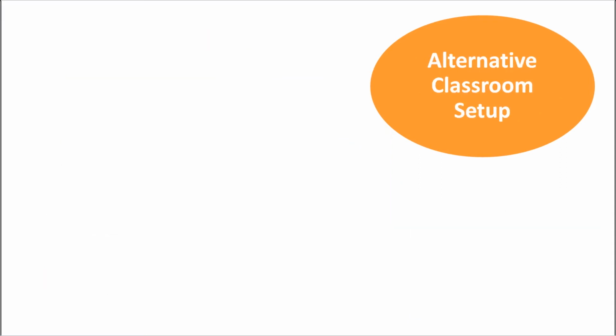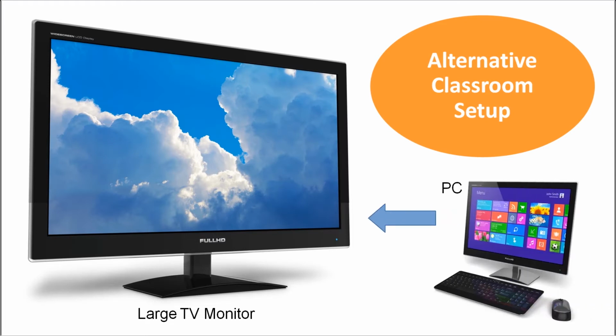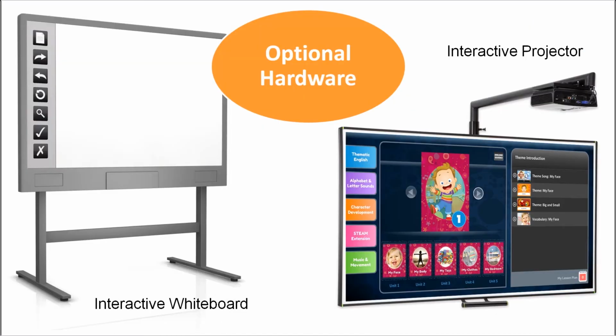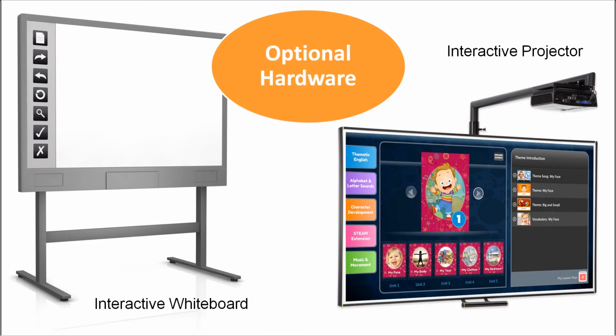If your classroom does not have a multimedia projector, a large screen TV monitor connected to the computer can also be used, so the whole class can see and participate in the activities displayed on the screen. Interactive whiteboards, interactive projectors, or touch-screen monitors enable children to touch and interact with the activities displayed on the screen. These devices serve to improve children's learning experience. However, they are not mandatory to run the program.